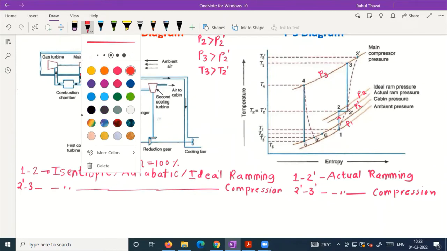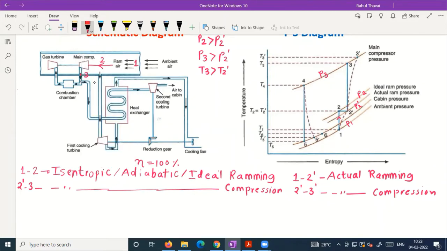Let us see now. This is the compressed air which is coming out of the compressor. I will indicate it by red color. So this is the air which is coming out of the compressor, and you see, this air will be at a higher pressure and at a higher temperature. So the air is flowing through the heat exchanger.